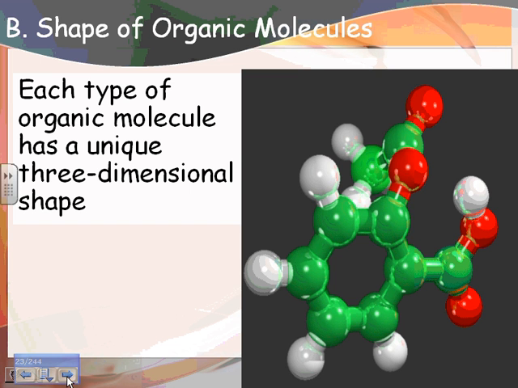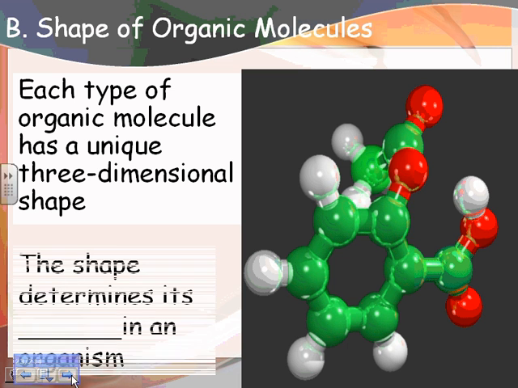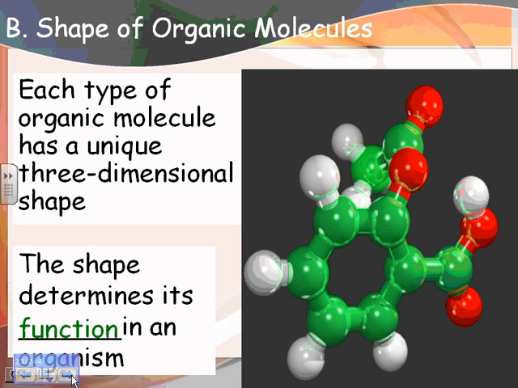Each type of organic molecule has a unique three-dimensional shape. When you look at this stuff, it looks like they're flat, but you can see this one is going backwards over to this one. So they have this 3D shape, and it's really important for their function. The shape determines its function in an organism.